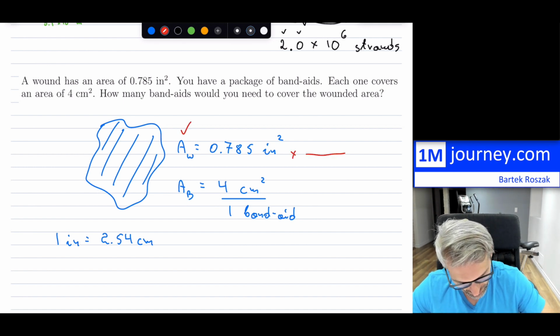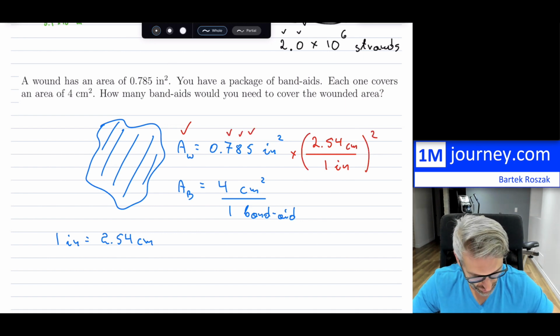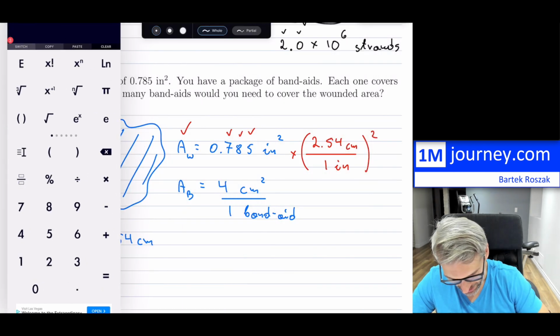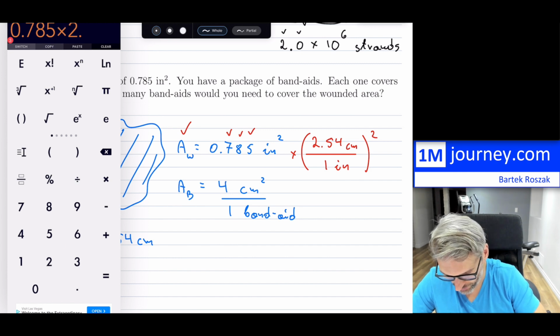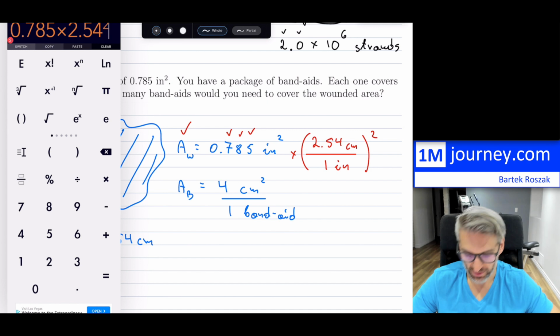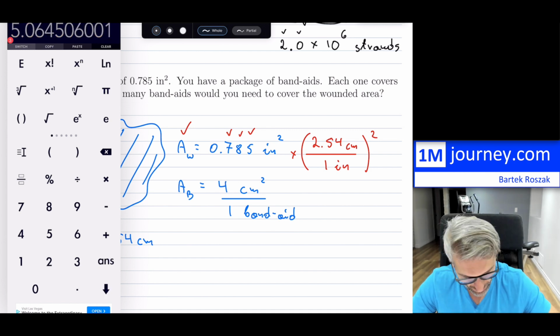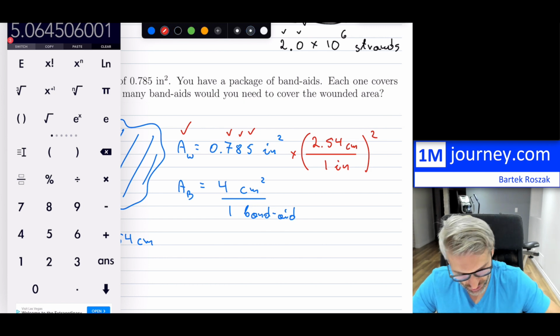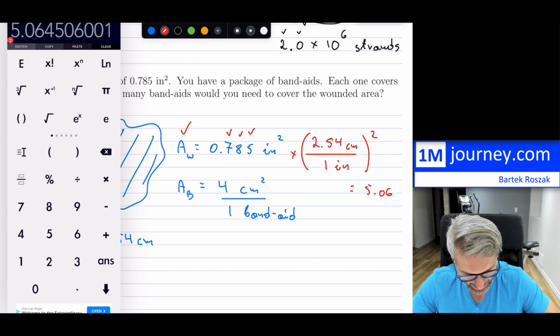So times, let's get rid of these inches. 1 inch, 2.54 centimeters. Now I have to square this because of the area. So putting this in, I have 0.785 times 2.54, squared there. This is going to be approximately 5, and you can certainly write this down for yourself, equals 5.06. Now this has 3 significant figures.